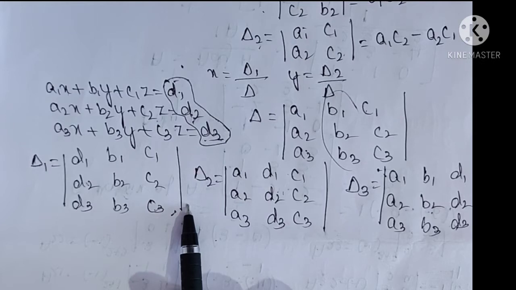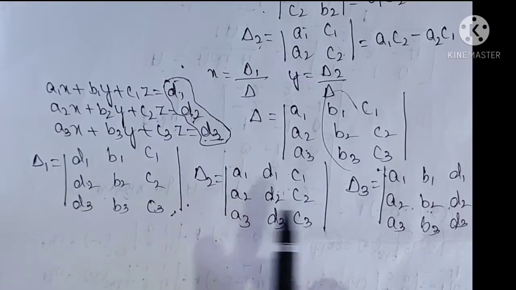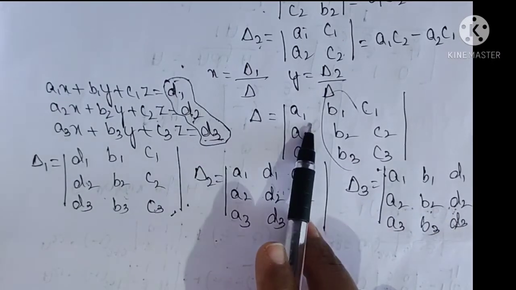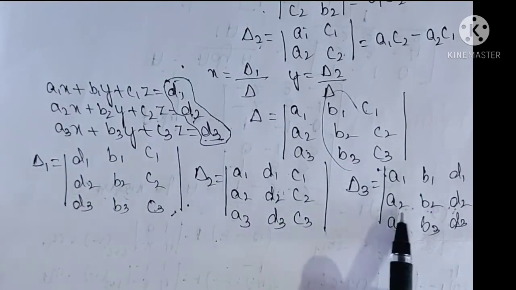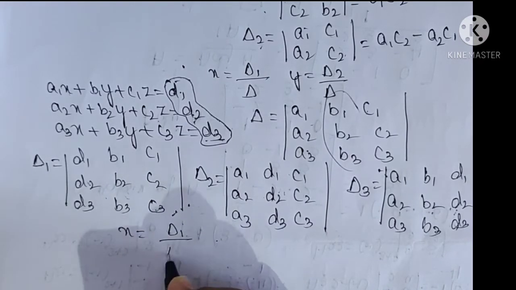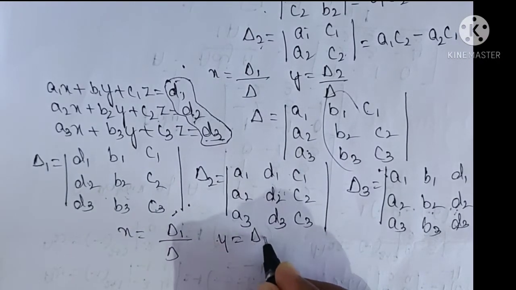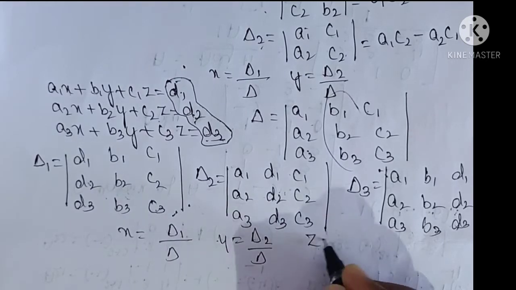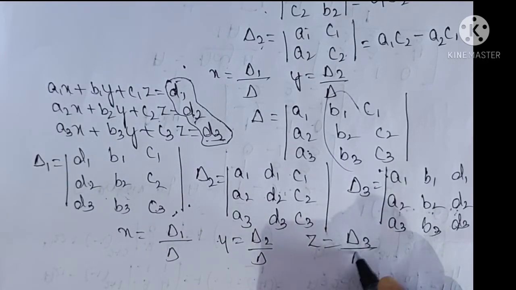In the previous video I explained the simplification of a 3 by 3 determinant. Apply the same method here. Simplify the values of delta, delta 1, delta 2, and delta 3. Then we get x equals delta 1 by delta, y equals delta 2 by delta, and z equals delta 3 by delta.